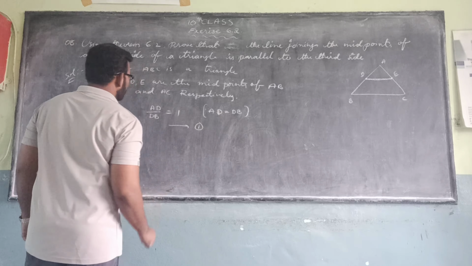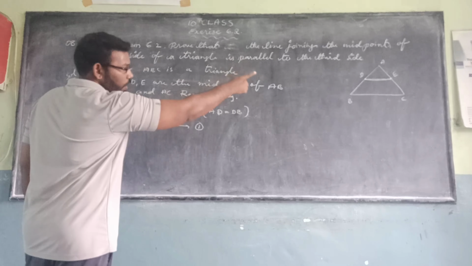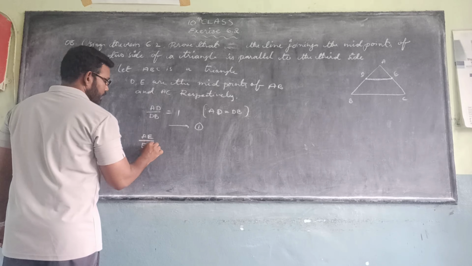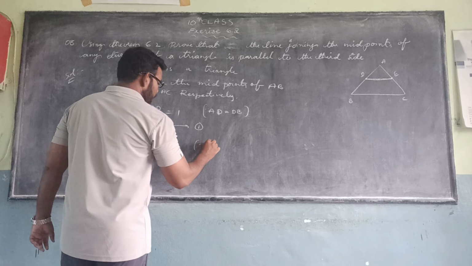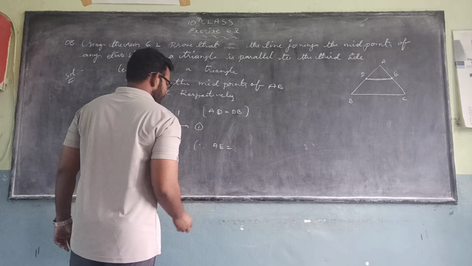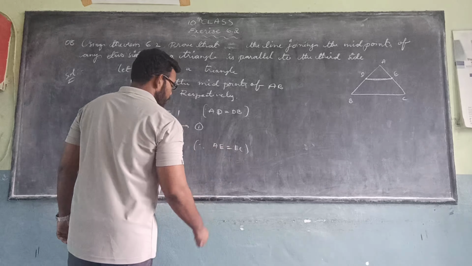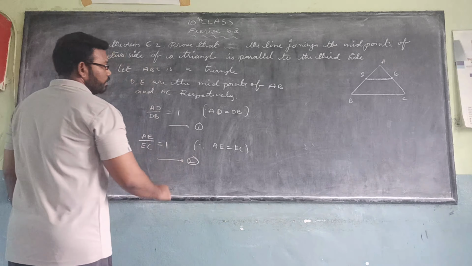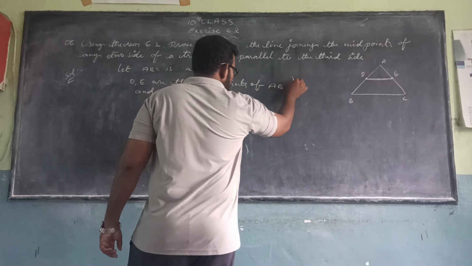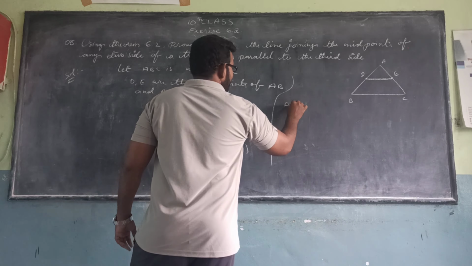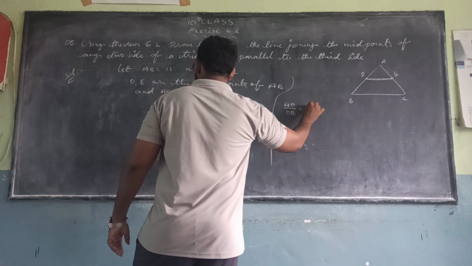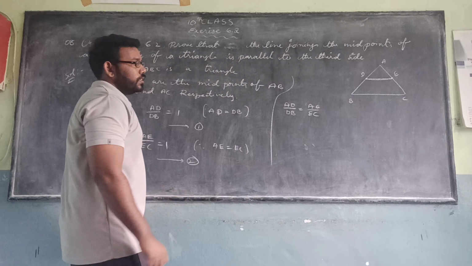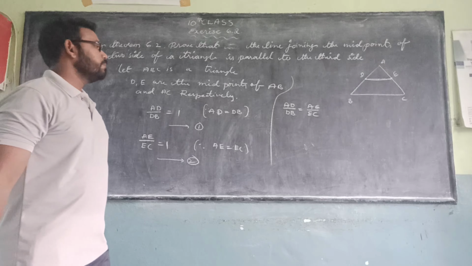Let it be equation 1. And also E is a midpoint of line segment AC. That means AE by EC is equal to the same 1. Why? Because E is a midpoint, that's why AE is equal to EC. If you do cross multiplication, you will get AE by EC is equal to 1. So this is equation number 2. So from 1 and 2, we can say that AD by DB is equal to AE by EC, because both terms are equal to 1.